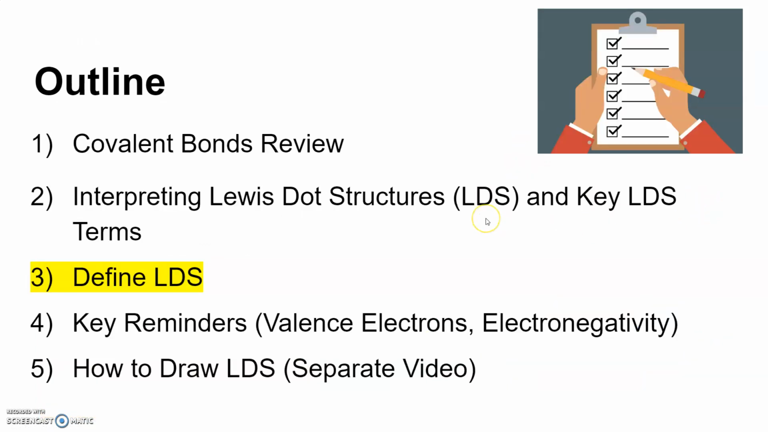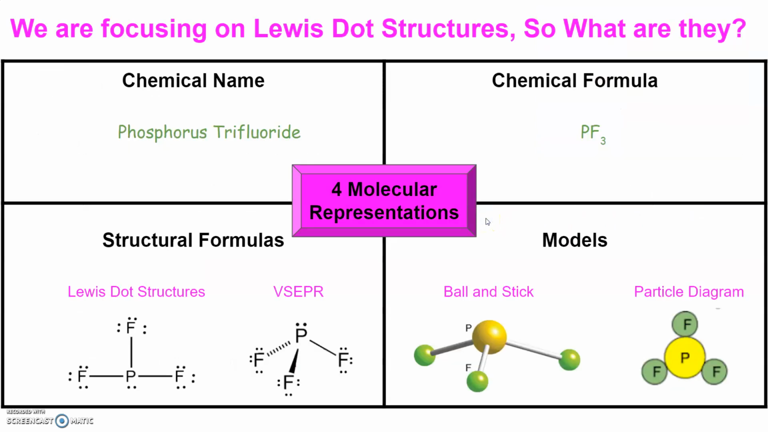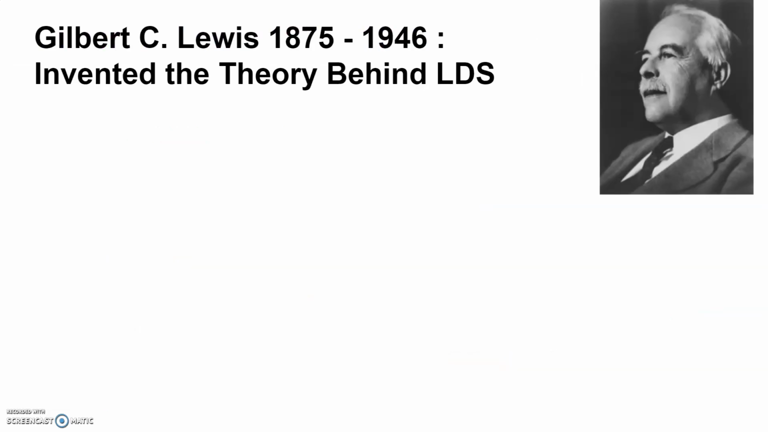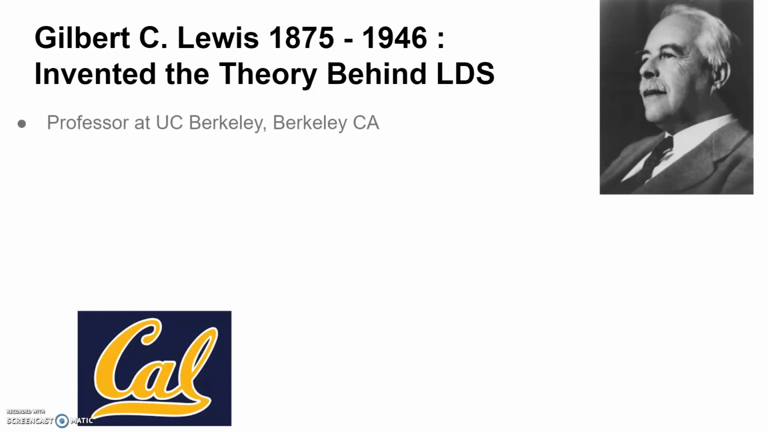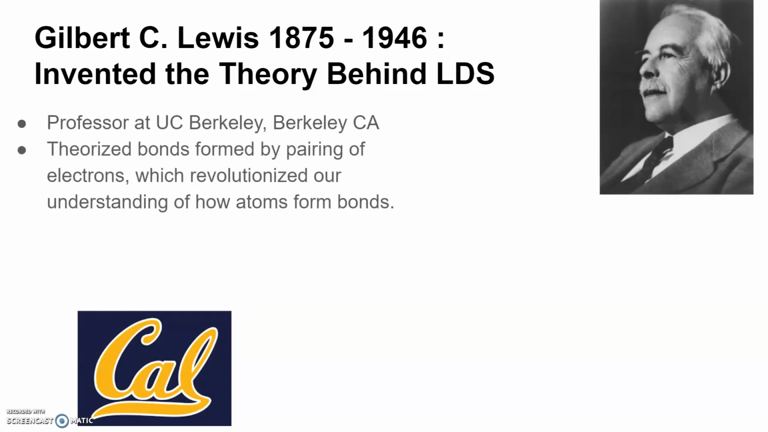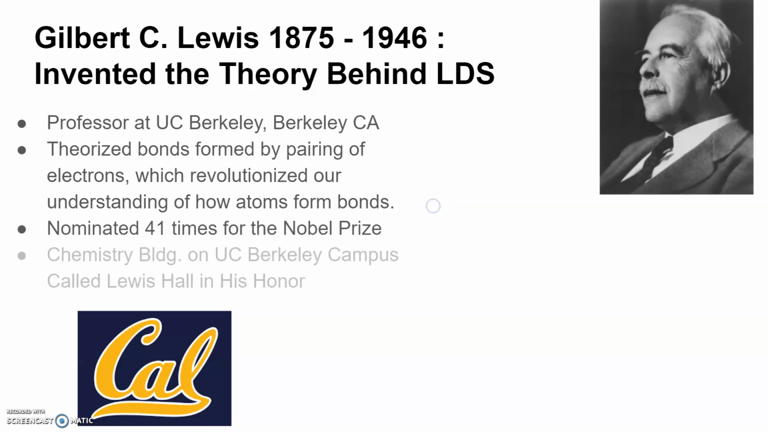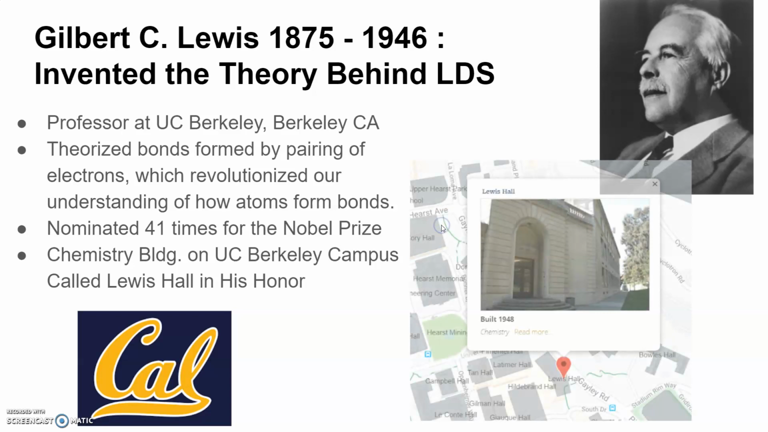All right, now we're going to define what Lewis dot structures are. So again, we're focusing on Lewis dot structures, just to remind you this is what they look like. So where did they come from? They were based on a theory invented by Gilbert Lewis, who was a professor at UC Berkeley. And his theory involved the idea that bonds were formed by pairing of electrons, which was something completely new and revolutionized our understanding of atoms and how they form bonds. And he was nominated 41 times for the Nobel Prize. He didn't win. However, he does have a building at UC Berkeley, if you ever visit, named in his honor. So this is Lewis Hall, it's the chemistry building at UC Berkeley.